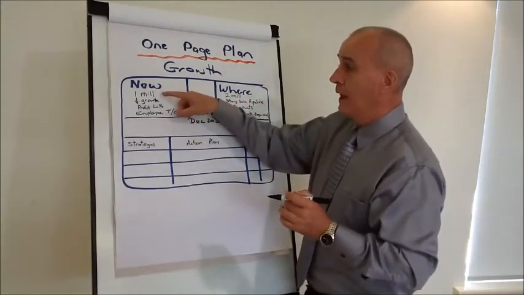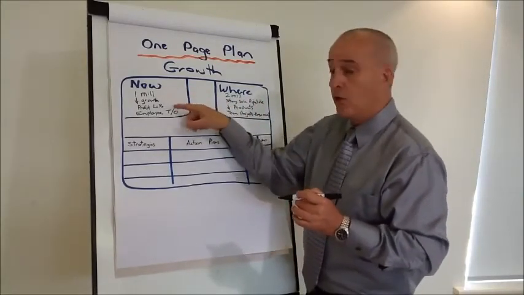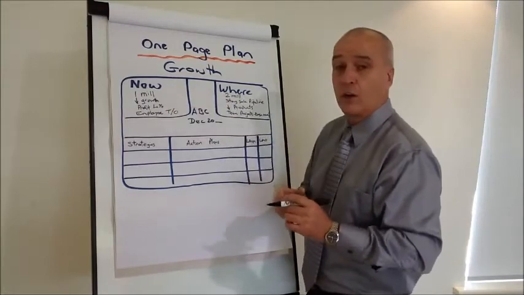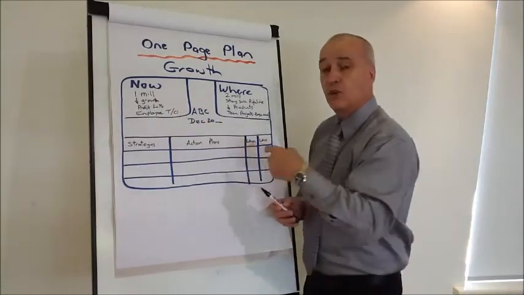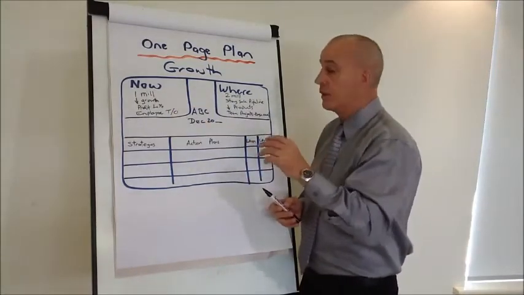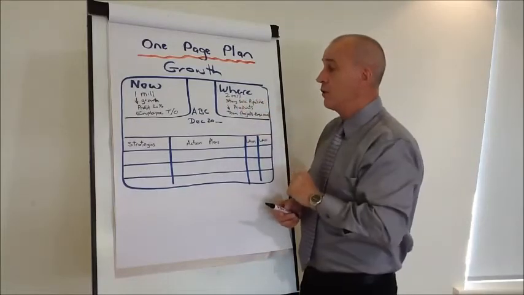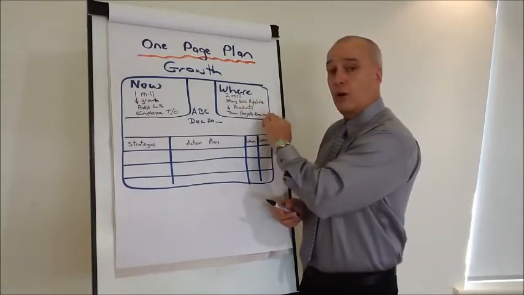So, where we are now: $1 million turnover, our growth is falling, we've got a very low profit margin, our employee turnover is quite high, and we want to address those. Where do we want to be? $2 million turnover, strong sales pipeline.